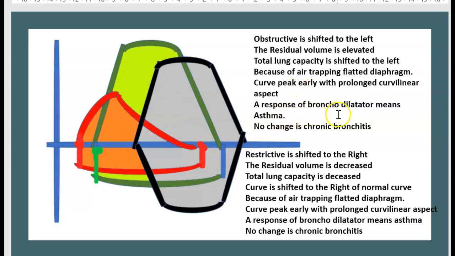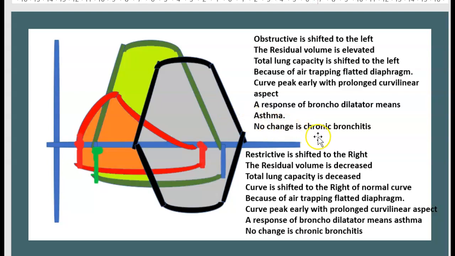A response to bronchodilator means asthma. If this curve responds to the other, that means asthma after bronchodilator. If there is no change after bronchodilator, that means chronic bronchitis.